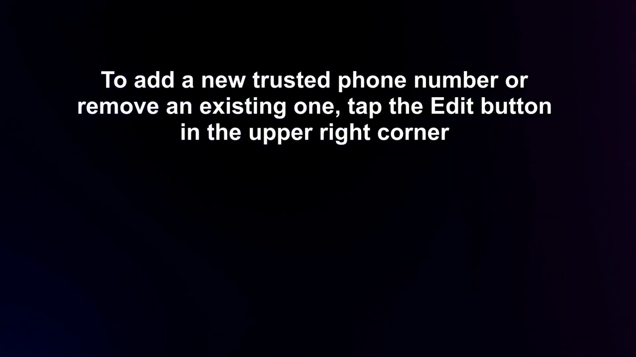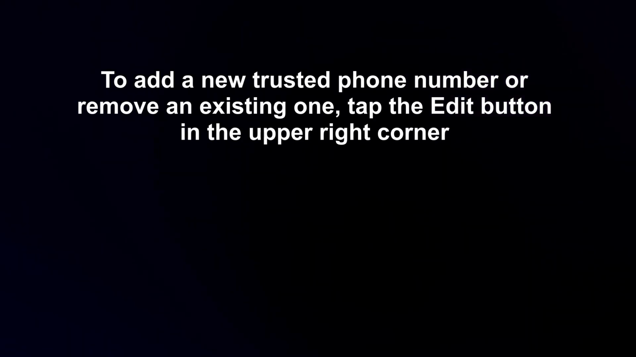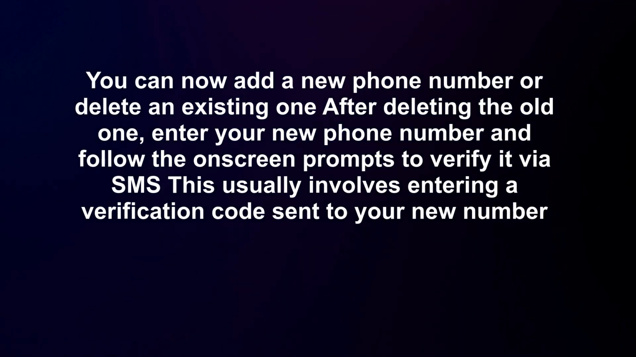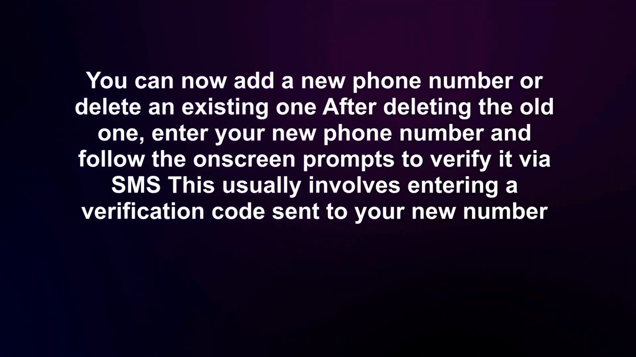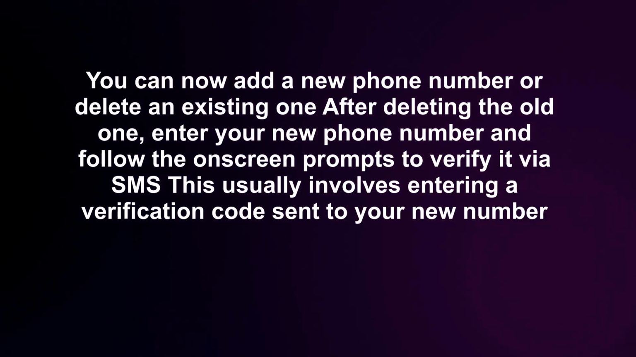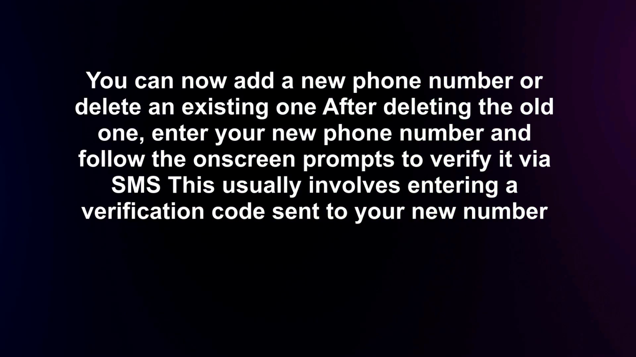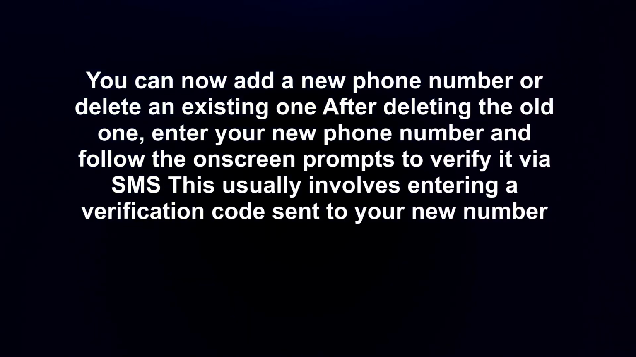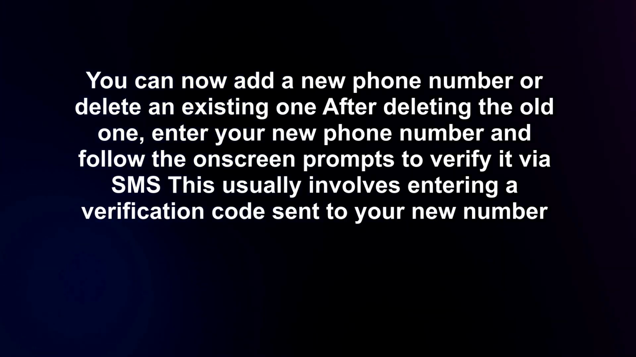To add a new trusted phone number or remove an existing one, tap the Edit button in the upper right corner. You can now add a new phone number or delete an existing one after deleting the old one. Enter your new phone number and follow the on-screen prompts to verify it via SMS. This usually involves entering a verification code sent to your new number.